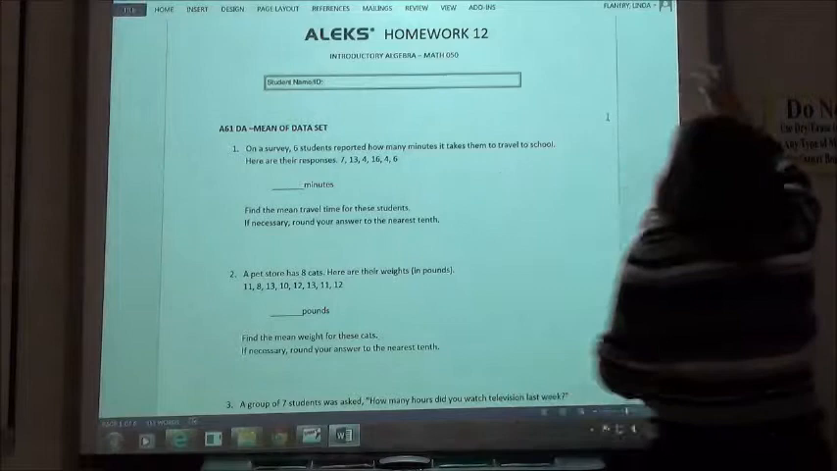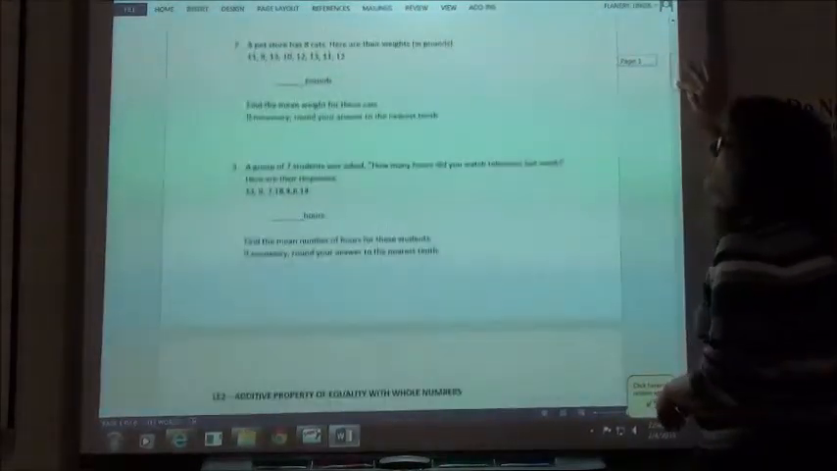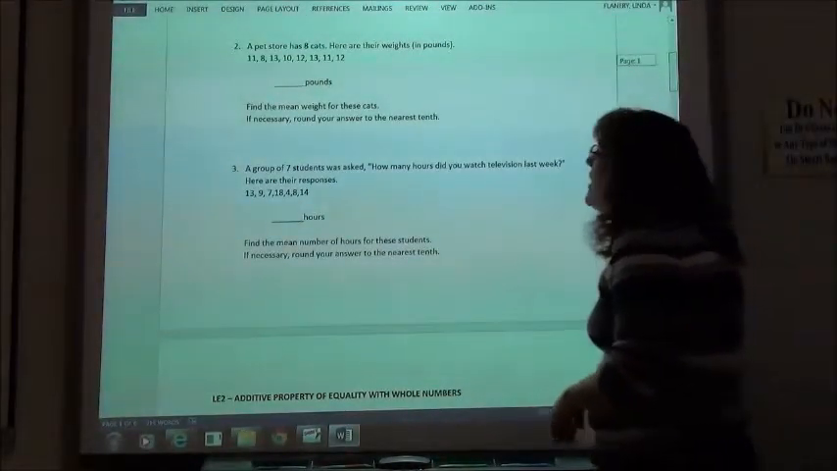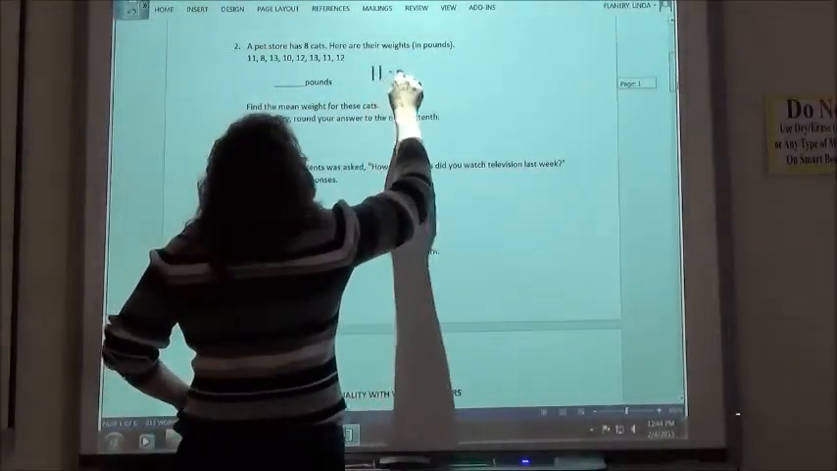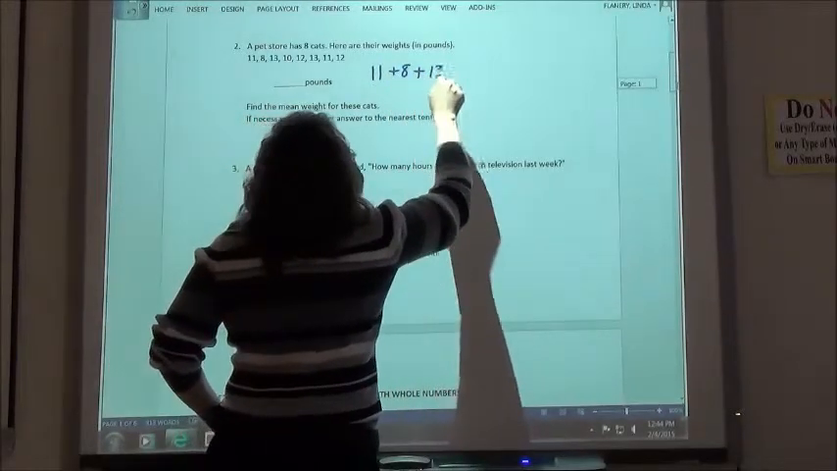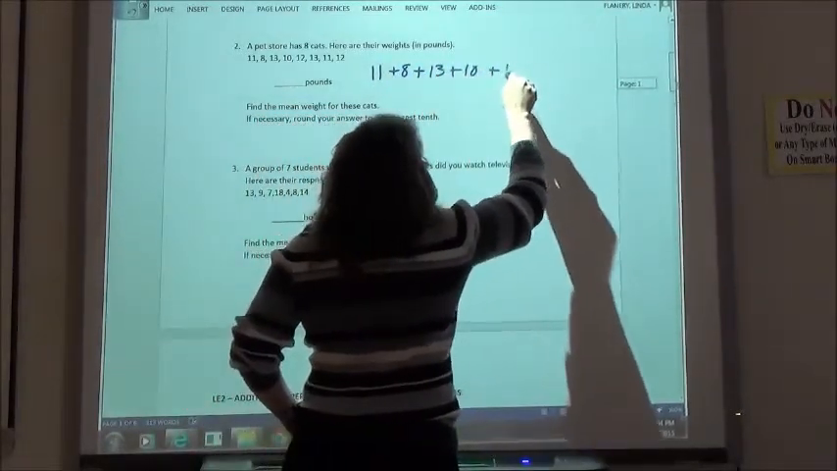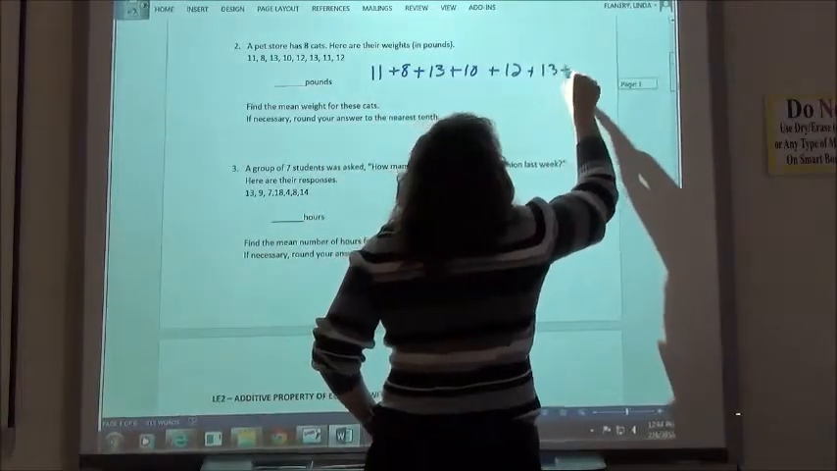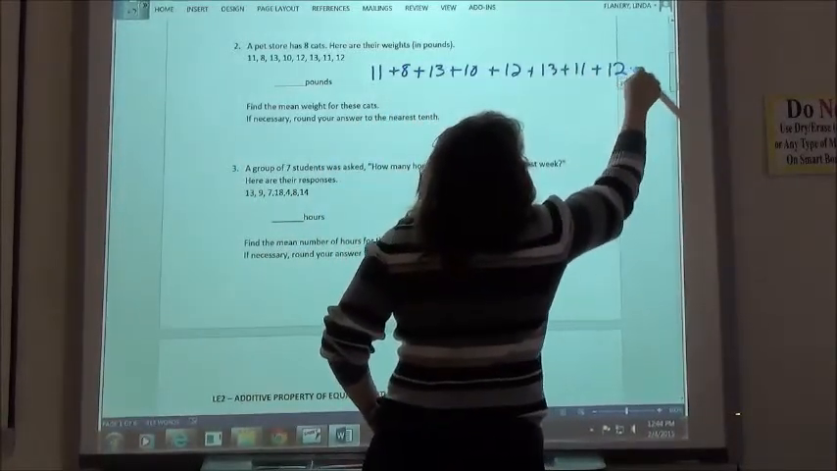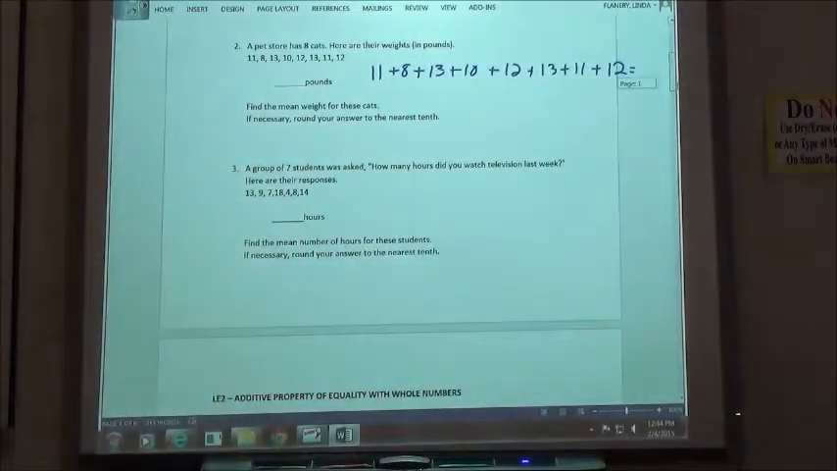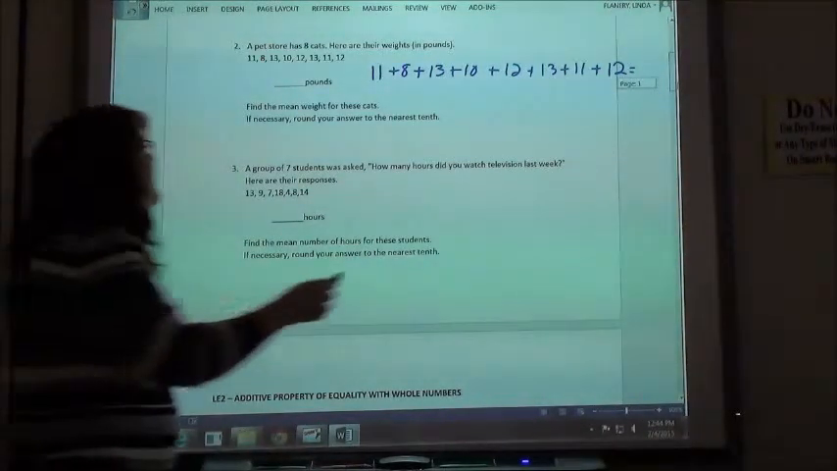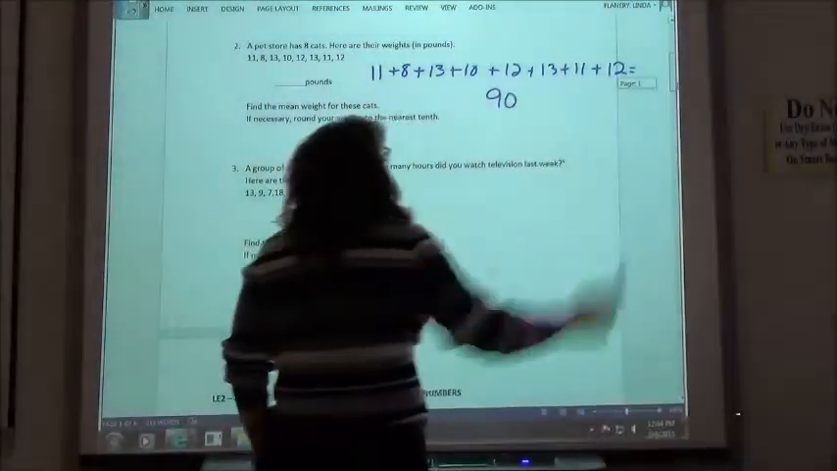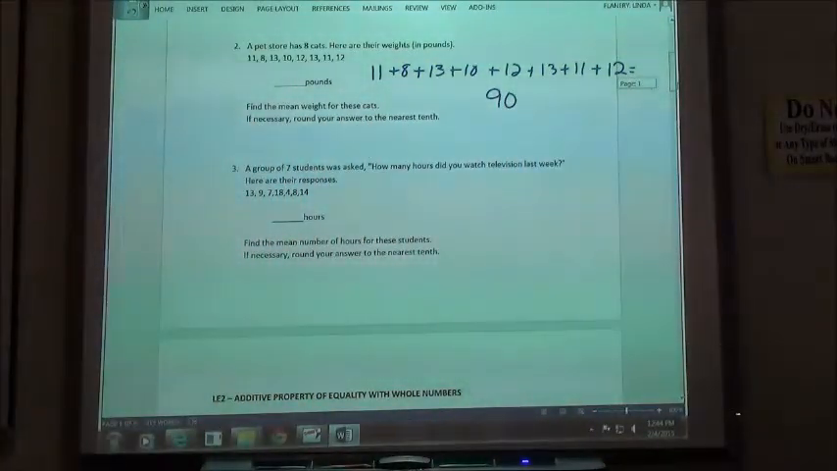I'm going to move that up for number 2 here. So, a pet store has 8 cats. Here are their weights in pounds. Go ahead and start adding: 11 plus 8 plus 13 plus 10 plus 12 plus 13 plus 11 plus 12. I'm not going to add it. I'm going to let you guys add it. 90. Everybody getting 90?